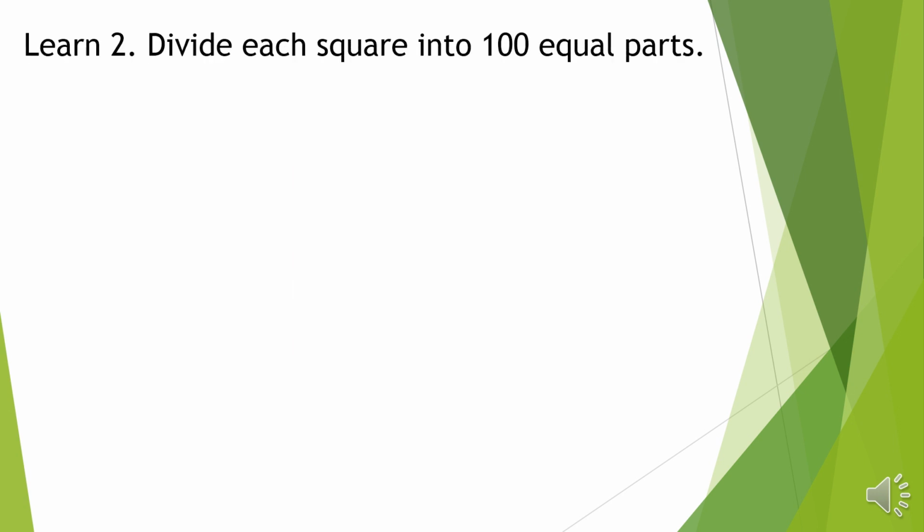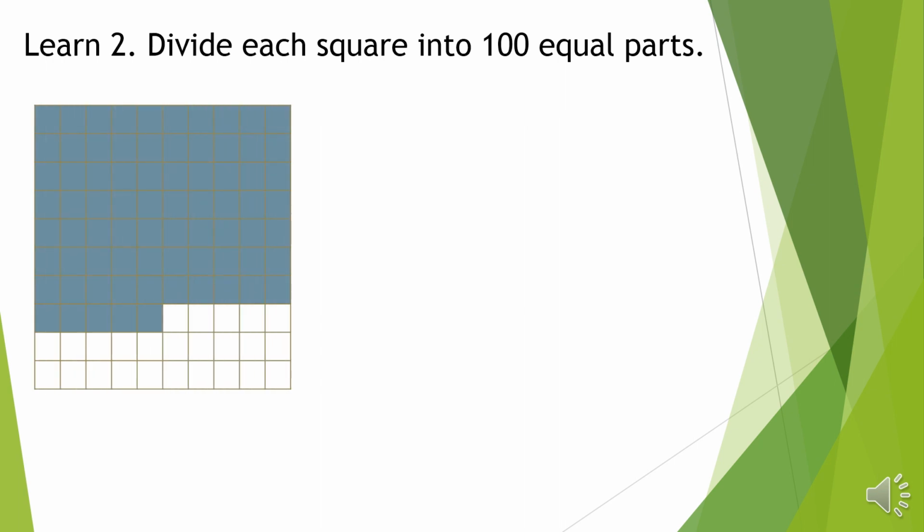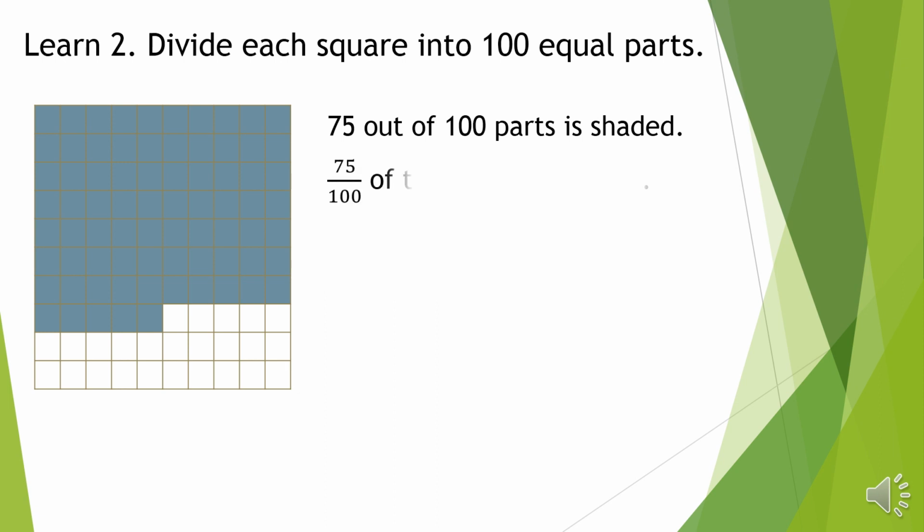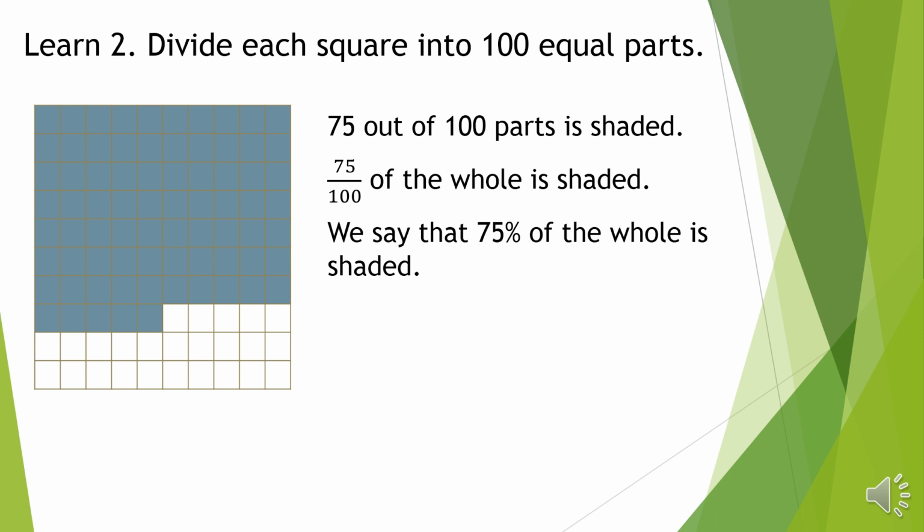Right. So let's move on to learn 2. Divide each square into 100 equal parts. So in our example, we have 75 out of 100 parts is shaded. Then 75 over 100 of the whole is shaded. So we say that 75% of the whole is shaded. And in mathematical sentence, we have 75%, which is equals to 75 over 100, or which is equivalent to 0.75.